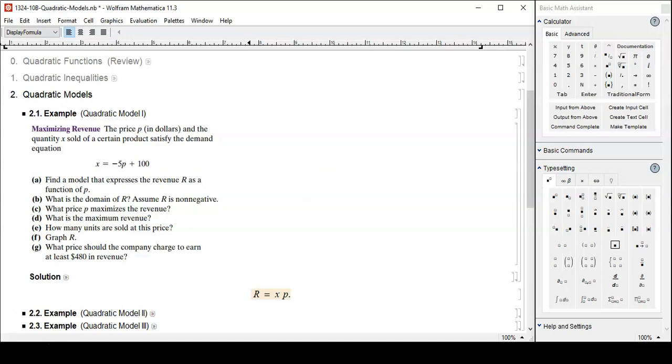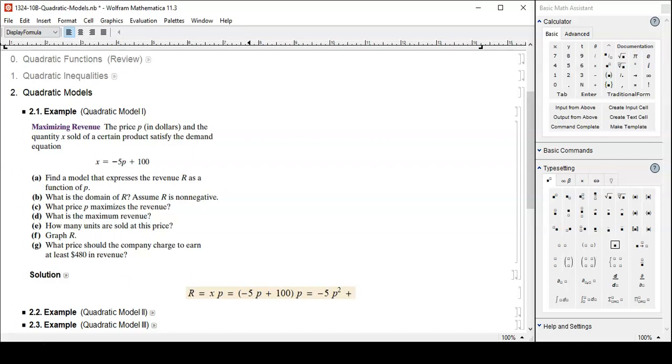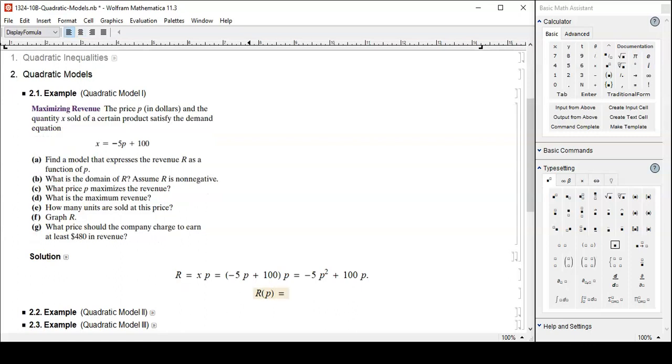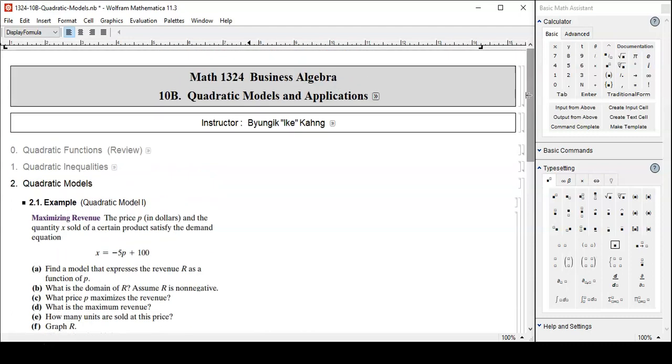But then again, in this case, X is negative 5P plus 100. X depends upon P. So this is negative 5P plus 100, and consequently, we get negative 5P squared plus 100P. So what do we have? We have a quadratic model. R of P is negative 5P squared plus 100P. Okay, there's one answer, and this is written in the general form.